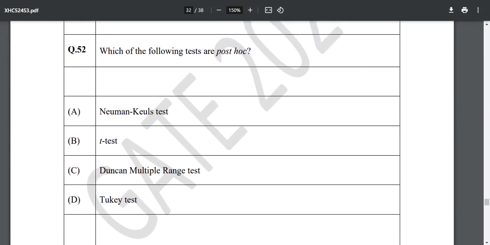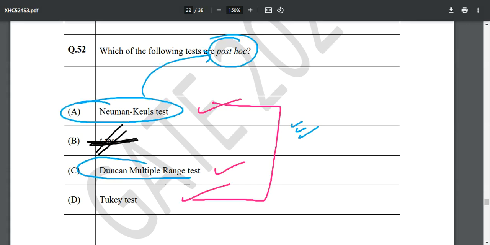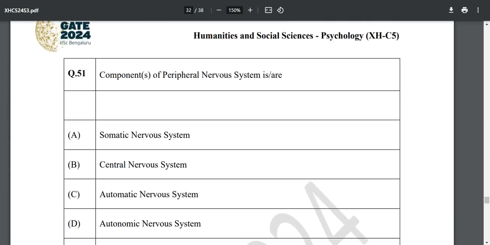Then we will move on to which of the following are post hoc tests. Newman-Keuls test, t-test, Duncan multiple range test, and Tukey's test. Which of the following tests are post hoc? The correct answer over here is the t-test. Eliminate just the t-test and you get the correct answer. A, C, and D are the correct answers, and you can find this with self-study. Newman-Keuls test we use as a post hoc, Duncan multiple range test we use as a post hoc, and Tukey's test we use as a post hoc. This time the GATE paper has raised the standard as compared to last time.